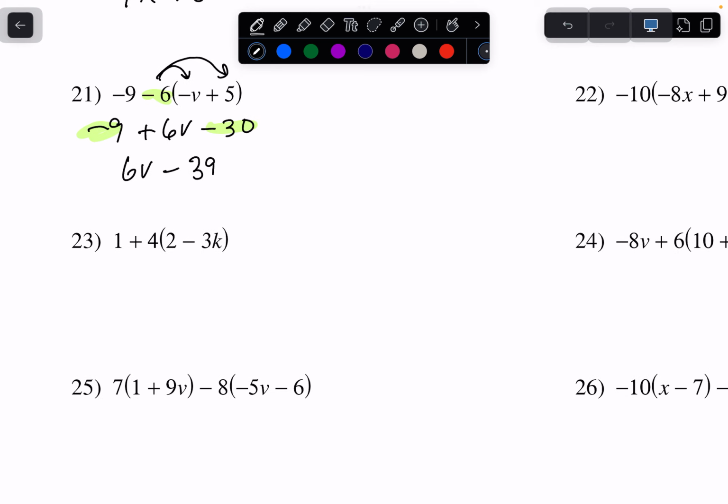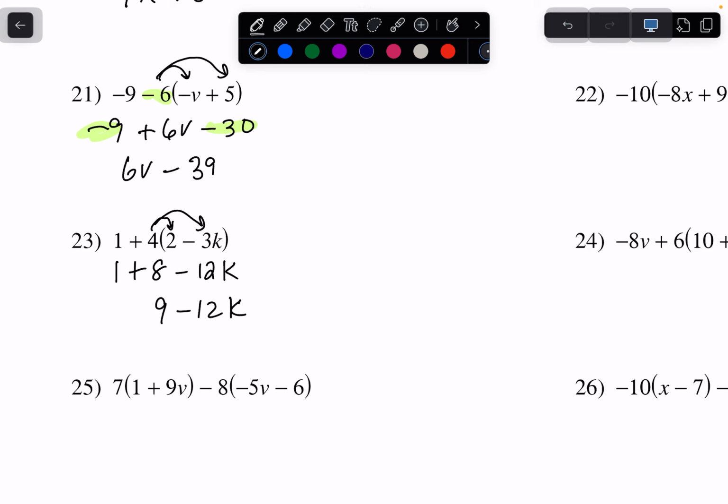Everybody okay with 21 and distributing that negative? Please distribute the negative in. 23, we have to distribute the 4, and we use the distribution property only when those can't be combined. There was one problem on the quiz that you had numbers that you could have combined, or you could use the distributive property. So just be careful with that. Okay, so when we distribute, we get 1 plus 8 minus 12k. 1 plus 8 is 9. We can combine those. 9 minus 12k would be our final version.